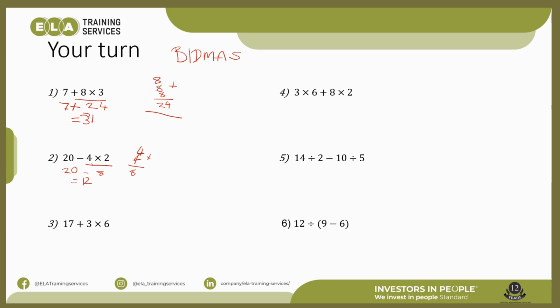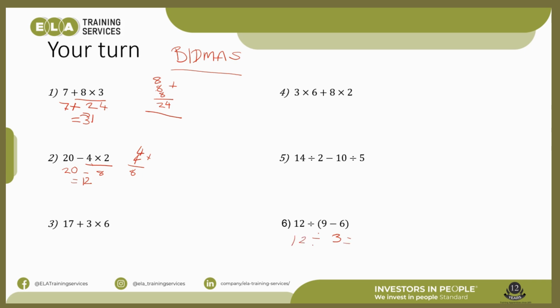17 plus 3 times 6. Remember, it's easy to make mistakes, it's easy to get confused, but with your exam questions that look something like this, always write down BIDMAS or BODMAS. It will remind you of what you need to do. I'm going to skip ahead and do number 6 now, because number 6 is different. Number 6 has brackets. It has 9 take away 6 in brackets. 9 take away 6 is 3. Add in the other side of the multiplication division sum.